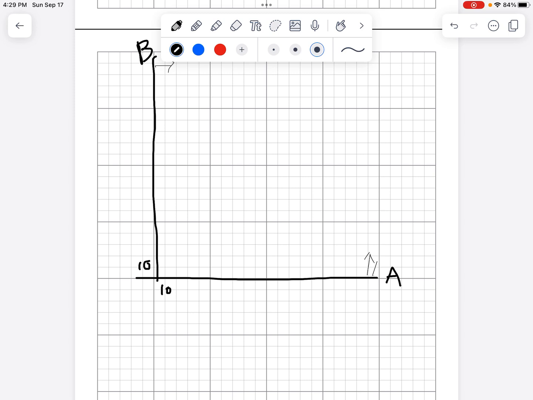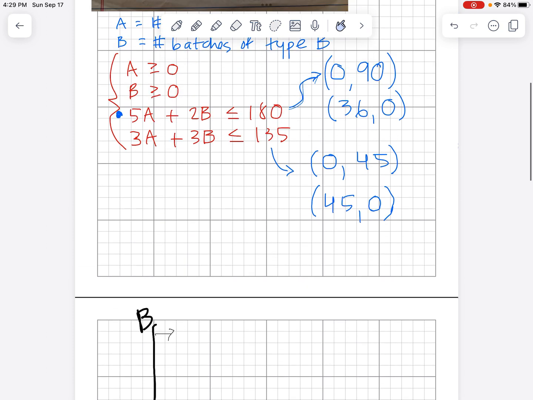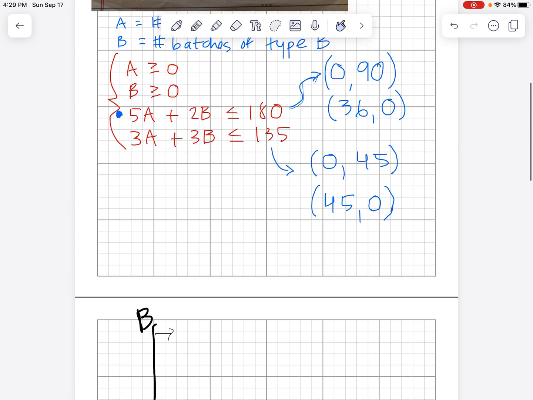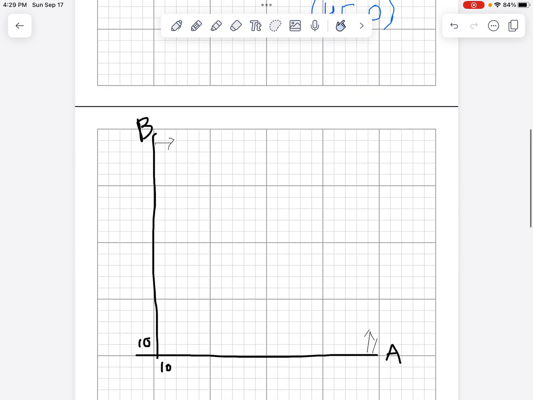Okay, so there I've marked my increments. And remember, A is the number of batches of A and B is the number of batches of B. Okay, so let me look back. I want to plot a B for the blue line, for the blue inequality. I want to plot 0, 90. And so it'll just be 9 up right there.